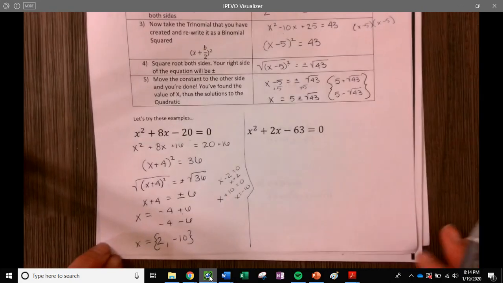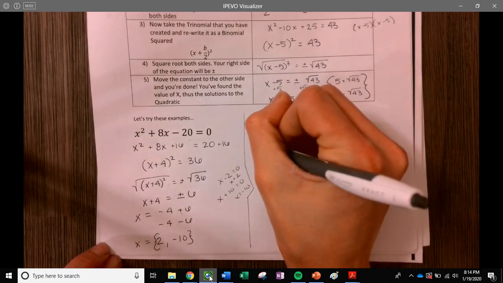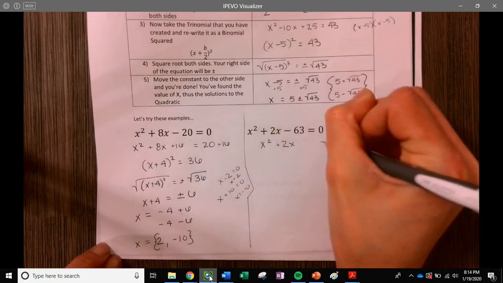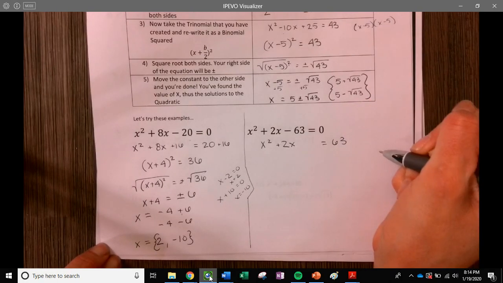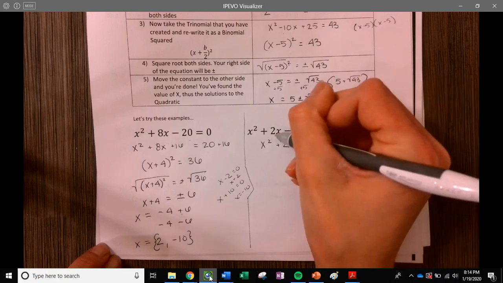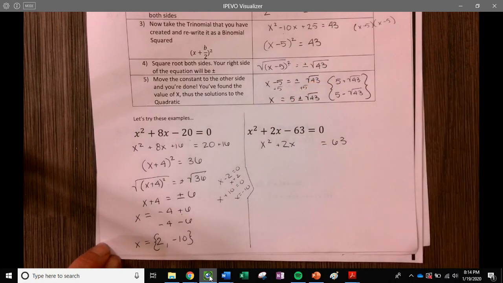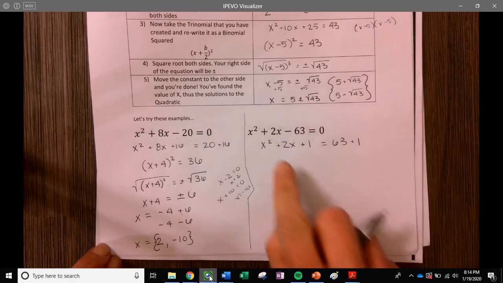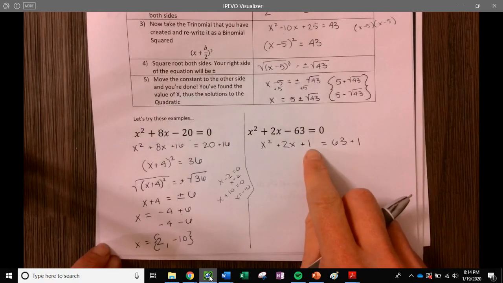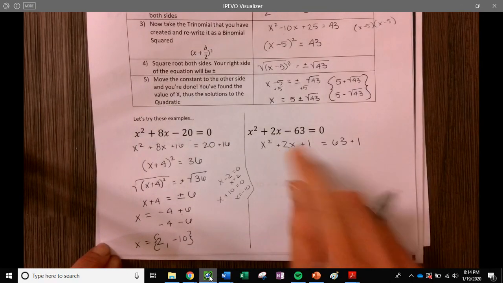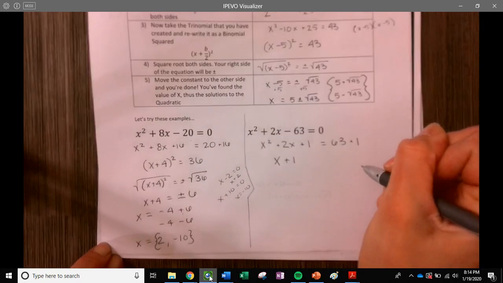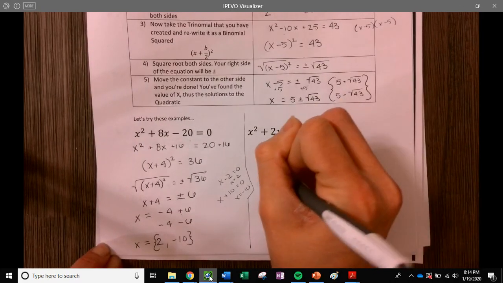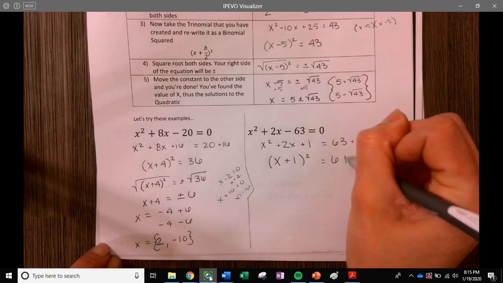All right, let's try this one. We're going to move the 63 over, and we're going to create our new c value by doing half of b and squaring it. So what is 1/2 of b? 1/2 of 2 is 1, and 1 squared is 1. And add 1 to the other side. Now I'm going to rewrite this as my binomial squared, meaning I'm going to take 1/2 of b, x plus 1, which is also the square root of c. Square that, combine my like terms, and I get 64.